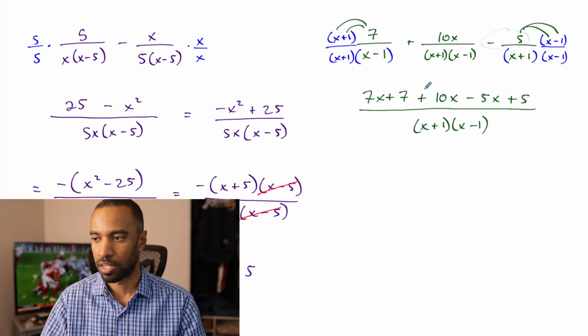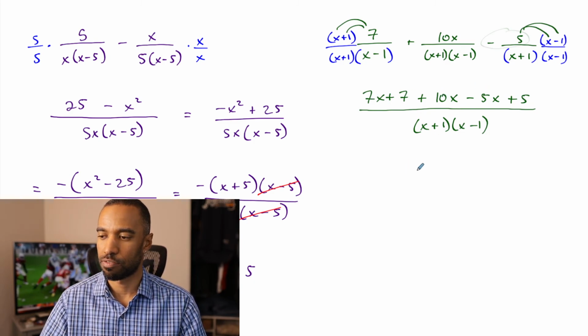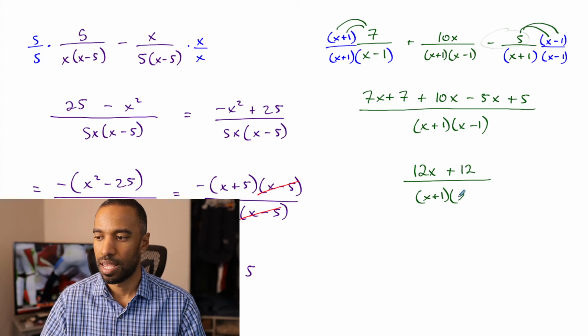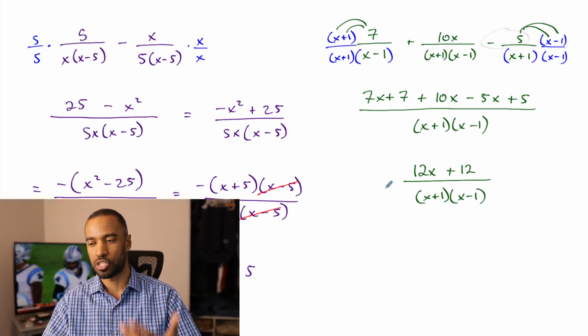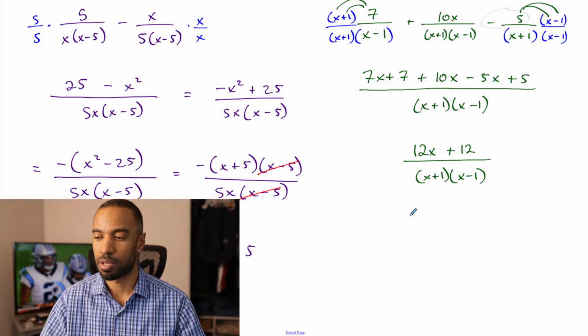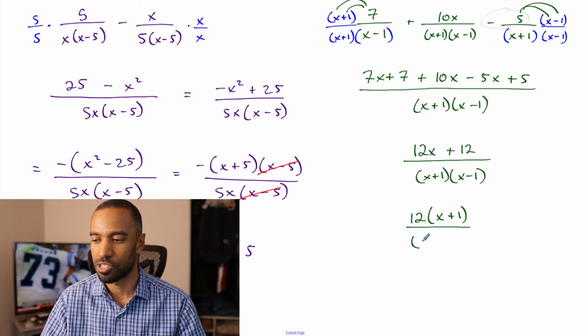Now we're going to work on combining like terms, doing things like that. 7x plus 10x minus 5x gives us 12x. 7 plus 5 is 12. This is dividing by x plus 1 times x minus 1. And all these problems so far with addition and subtraction have come with the reward of being able to factor something on top, being able to reduce it in such a way that you can cancel something on bottom.